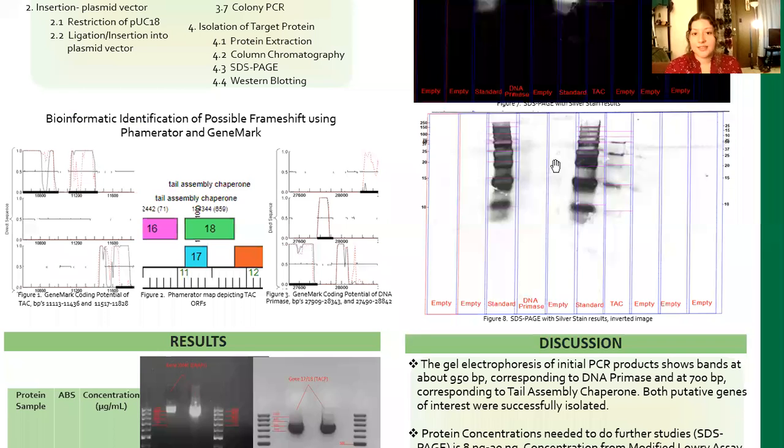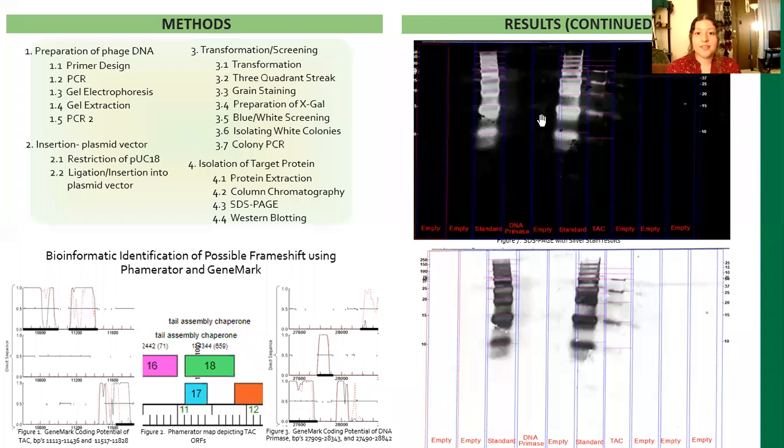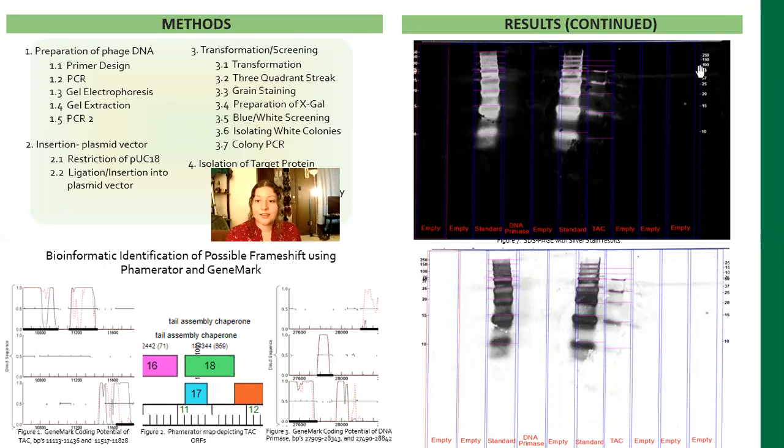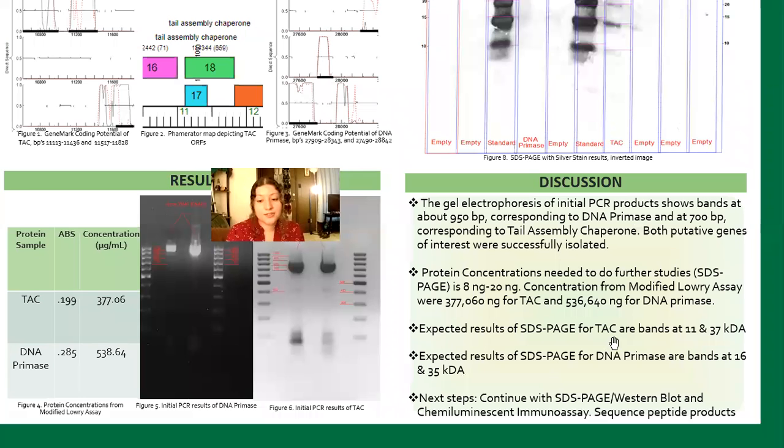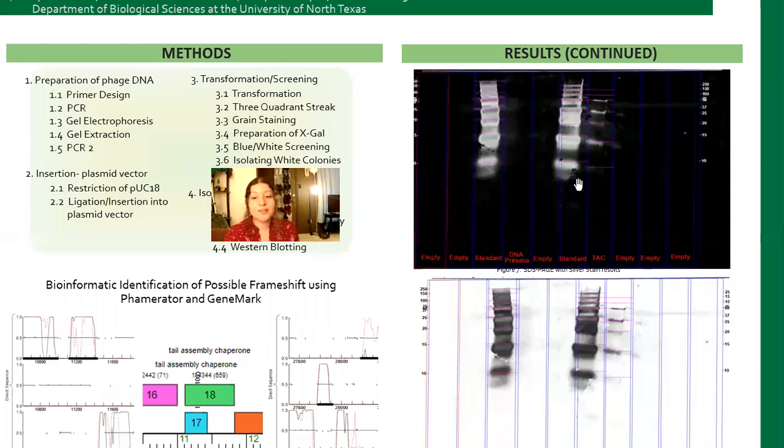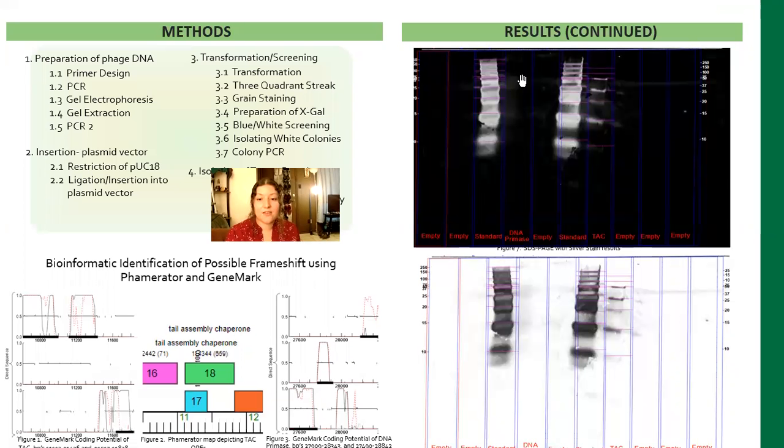So SDS-PAGE. SDS-PAGE is a gel electrophoresis for proteins that separates them using their molecular weights. The protein ladder here spans from 250 kilodaltons down to 10 kilodaltons. For the results for TAC, there should be two bands at 11 and 37. Since we know there is a frameshift, there should definitely be bands here, especially since the protein concentration is high enough. For DNA primase, there should be bands at 16 and 35.